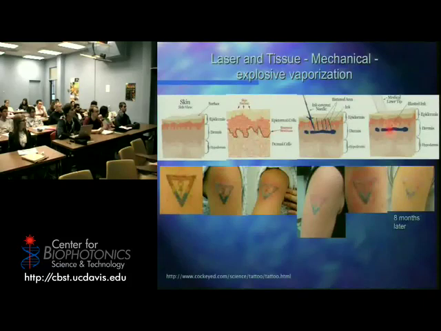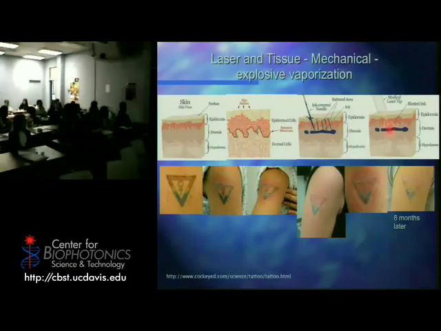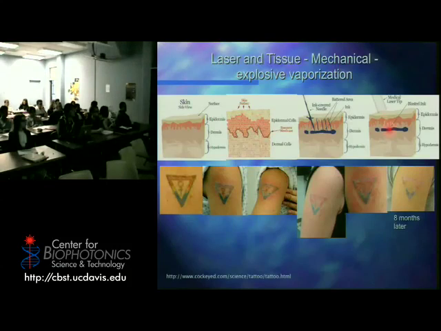So when you go through the process, this is a person that on the internet had shown the process. They were trying to get rid of this tattoo right here. You can see it's on their arm. And you can see that 8 months later, that's what they get to. And you can see the process in between.